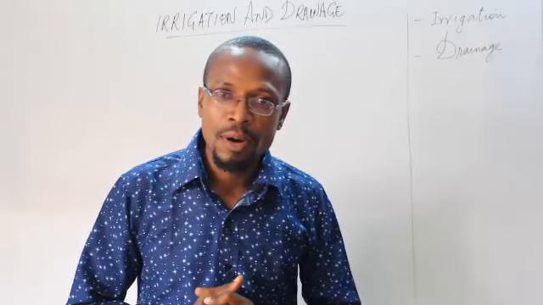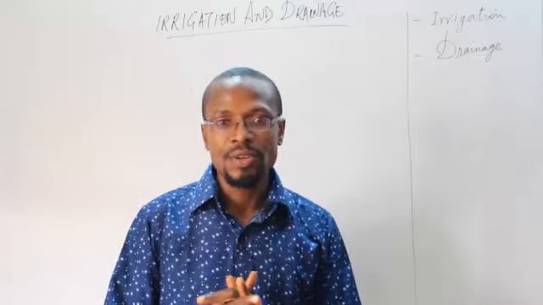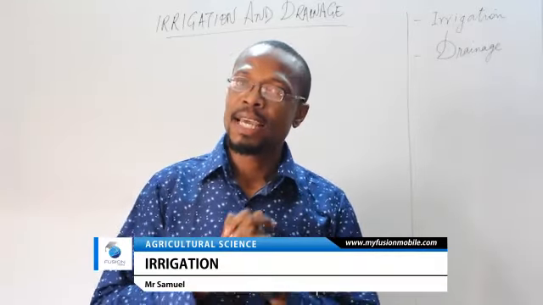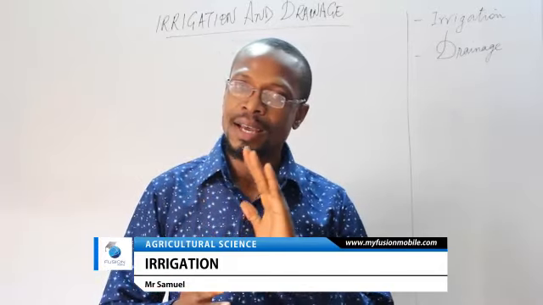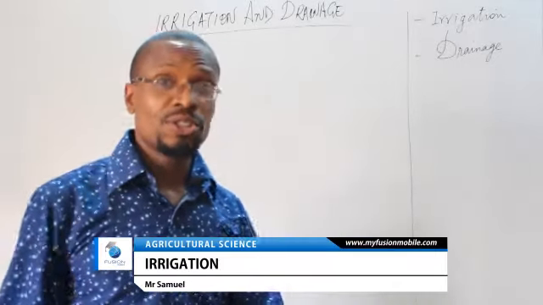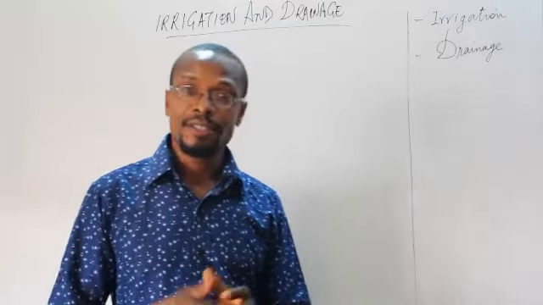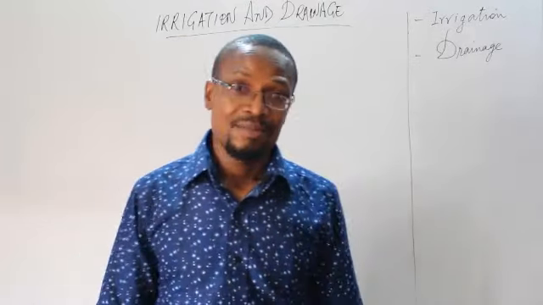The subject before us is agricultural science, and the topic we are considering at this moment is irrigation and drainage. Irrigation is the opposite of drainage. Drainage is the opposite of irrigation. I think that's a better way to put it. So they are just opposites.